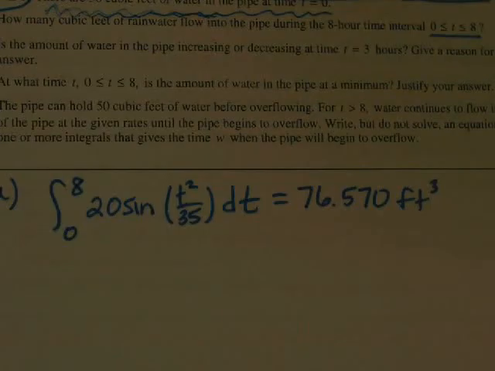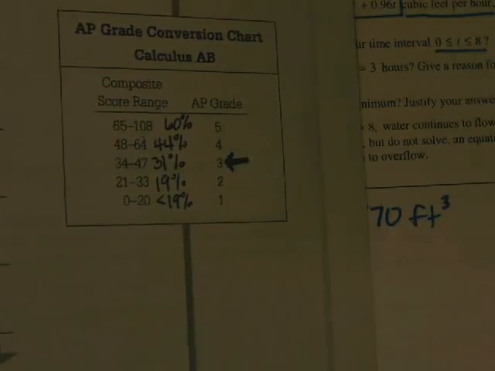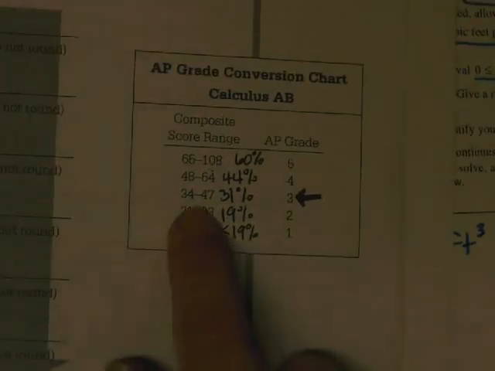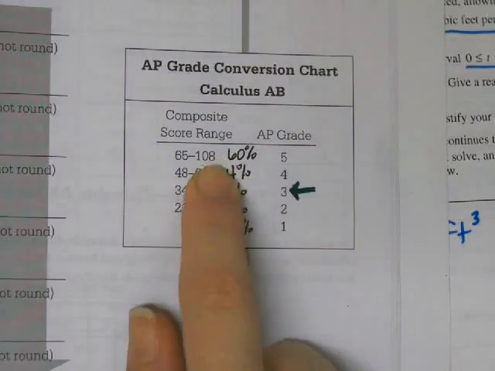So in 2008, to get a 3, you had to get 34 points out of 108. There's 108 points altogether: 54 points from the free response and 54 points from the multiple choice. How many? 34 out of 108? Oh, that's 30%. That's pretty high. Well, that's really high. I should have questioned that.